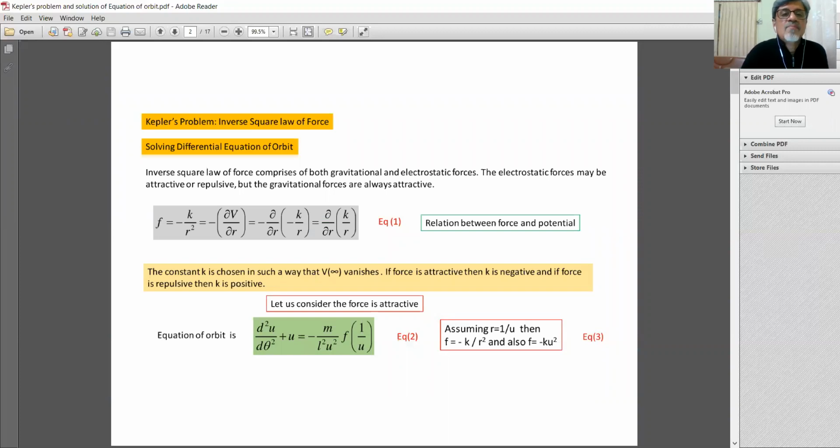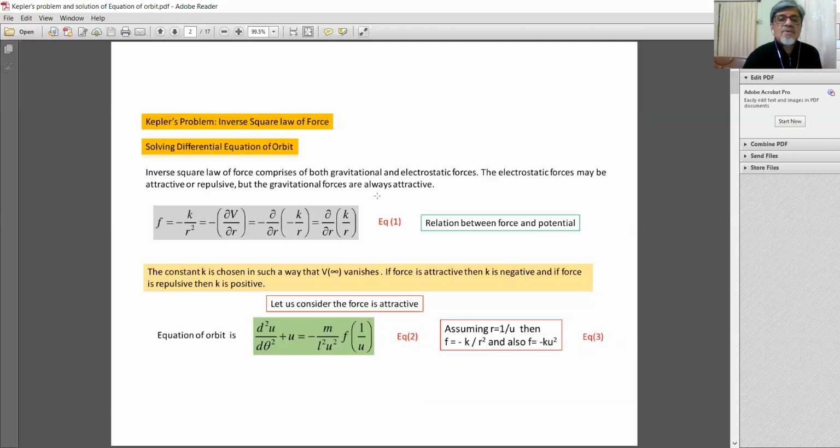Kepler's problem is related to the inverse square law of force. The inverse square law of force comprises both gravitational and electrostatic forces. The electrostatic forces may be attractive or repulsive, but gravitational forces are always attractive. So Kepler's problem deals with these two types of forces.